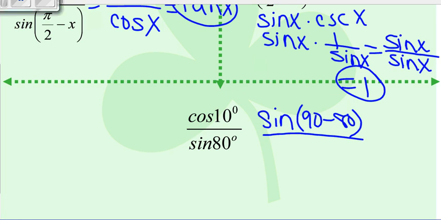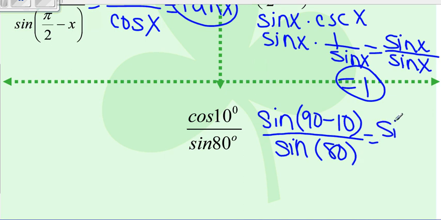I apologize. I mean the sine of 90 minus the angle we have there, which is 10, over sine of 80. And if we simplify 90 minus 10, we do get the sine of 80 over the sine of 80. And that gives us a value of 1.